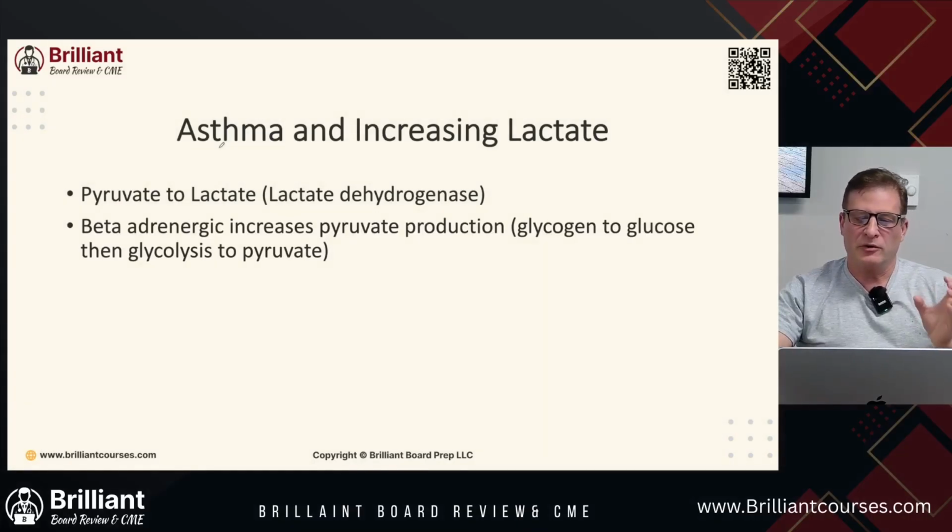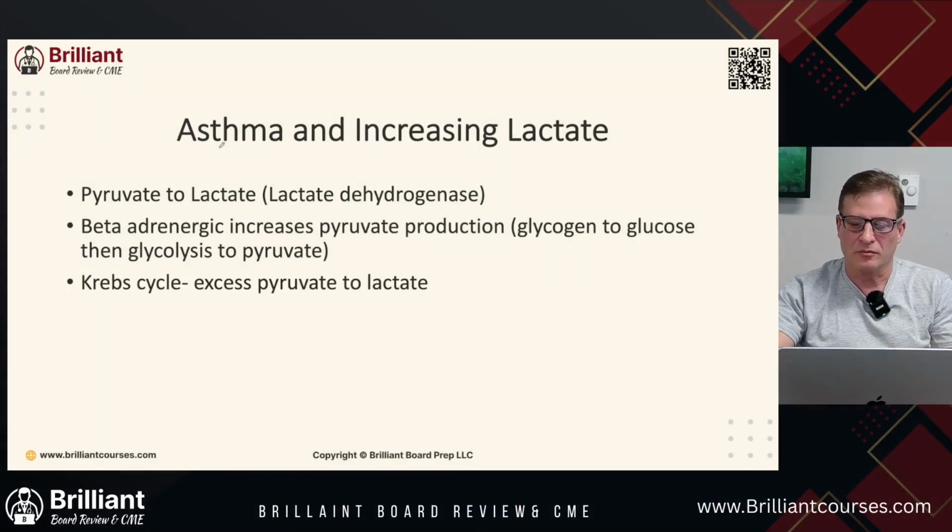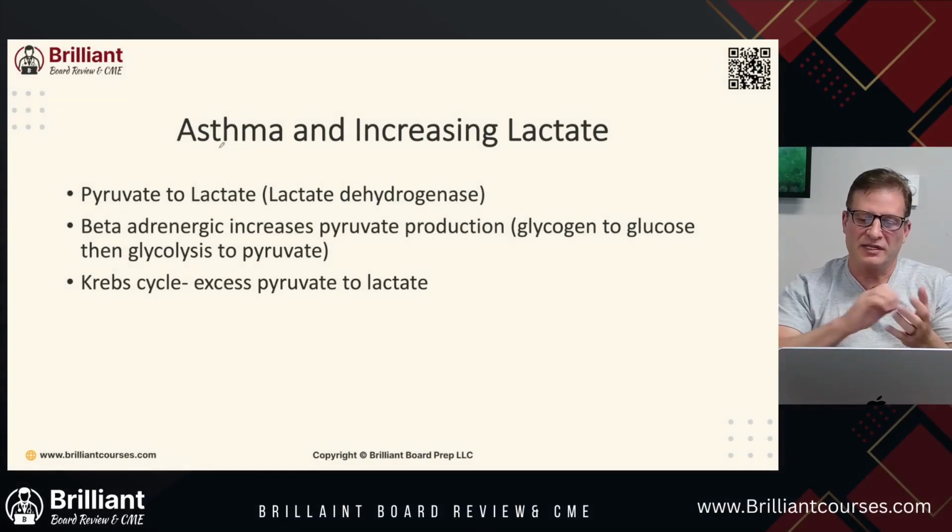So beta-adrenergics increase pyruvate production. What are some medications that can do that? Albuterol inhalers can do this. So we have glycogen and glucose, then glycolysis to pyruvate. Beta-adrenergics are gonna increase our pyruvate, okay? And our pyruvate converts to lactate. So we are gonna have increased lactate from the medications, the albuterol inhalers. Just remember, the excessive pyruvate in the Krebs cycle goes to lactate.